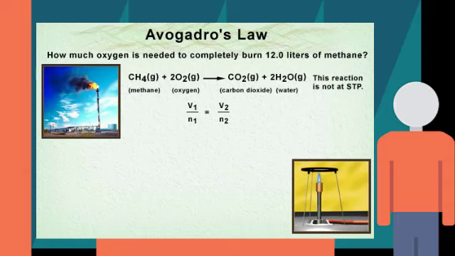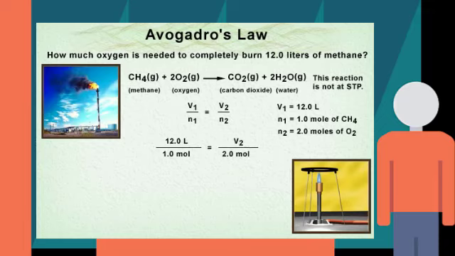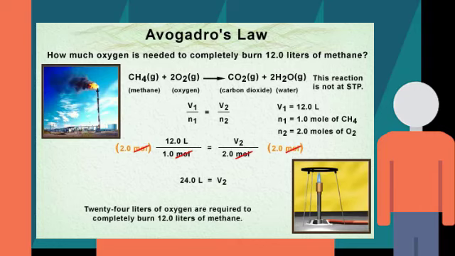You are given the volume of methane to be 12 liters, so assign that value to V1. Looking at the balanced equation, there is only 1 mole of methane, so N1 equals 1, and there are 2 moles of oxygen, so N2 equals 2. Now, the values can be plugged into the equation, and the equation can be solved for V2, which represents the volume of oxygen needed to completely burn 12 liters of methane. Solving the equation, you should find that 24 liters of oxygen are required to completely burn 12 liters of methane.